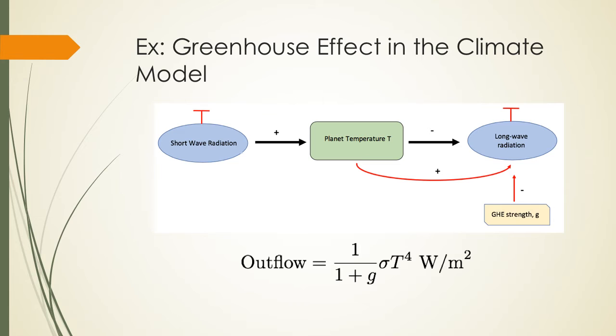Here's another example where a parameter helps us better model the situation. This is the stock flow system for the Naked Planet model, but I've now incorporated the greenhouse effect as a parameter. Notice that this parameter is shown as having a direct negative effect on the long-wave radiation, capturing the fact that the greenhouse effect prevents heat from escaping the planet. To model this parameter in an equation, I've incorporated it into the original description of outflow we obtained from Stefan's law.